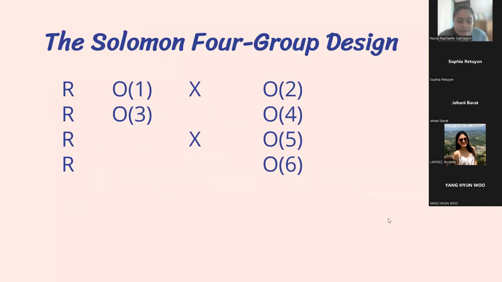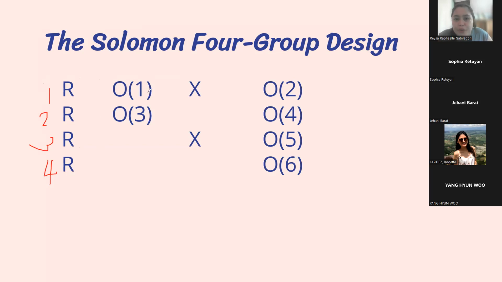And then we have the Solomon four group design. 4 na grupo talaga ha ang Solomon design. Kasi kanina 2 lang. So this is 1, 2, 3, and the 4th group. And take note, hindi mawawala ang randomization sa 4 na grupo na yan. Kasi kasama talaga ng true experimental research design itong randomization.